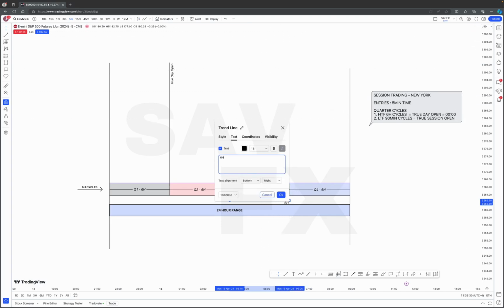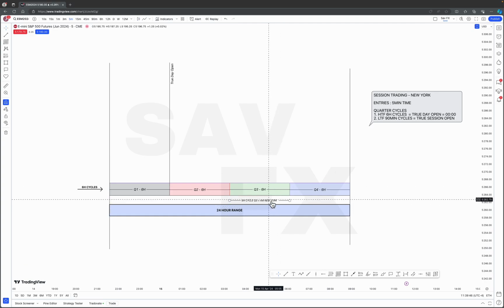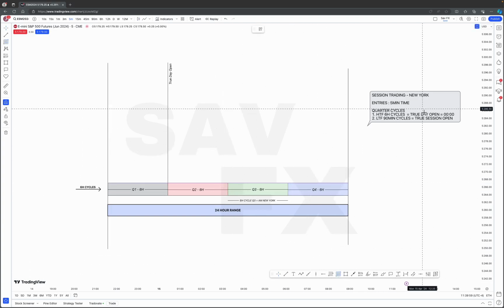The 6-hour cycle Q3 is equal to AM New York, right? That is what this is equal to. This is where your highest probability trades for ideally the entire session or the entire day are going to happen, right? So now your lower time frame cycle needs to be 90-minute cycles.